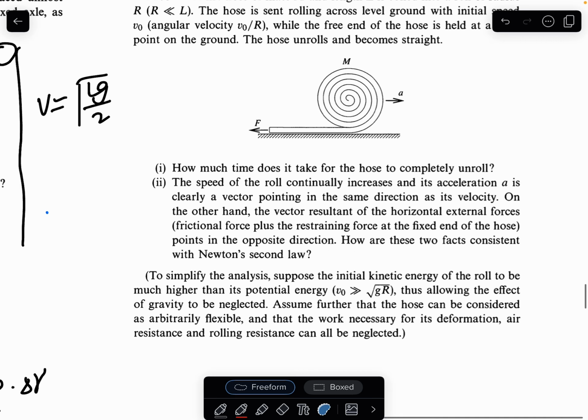To simplify the analysis, suppose the initial kinetic energy of the roll to be much higher than its potential energy, thus allowing the effect of gravity to be neglected. Assume further that the hose can be considered as arbitrarily flexible and the work necessary for its deformation, air resistance, and rolling resistance can all be neglected. So, first we will determine the speed of the roll as a function of the distance it has covered.